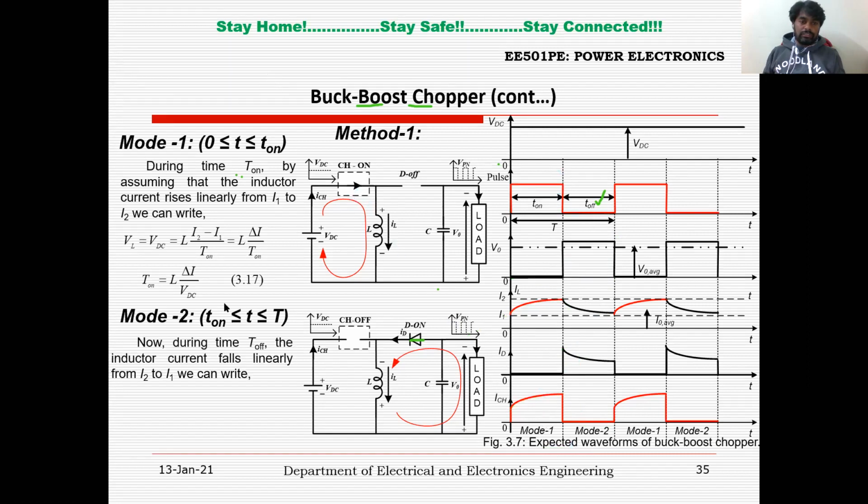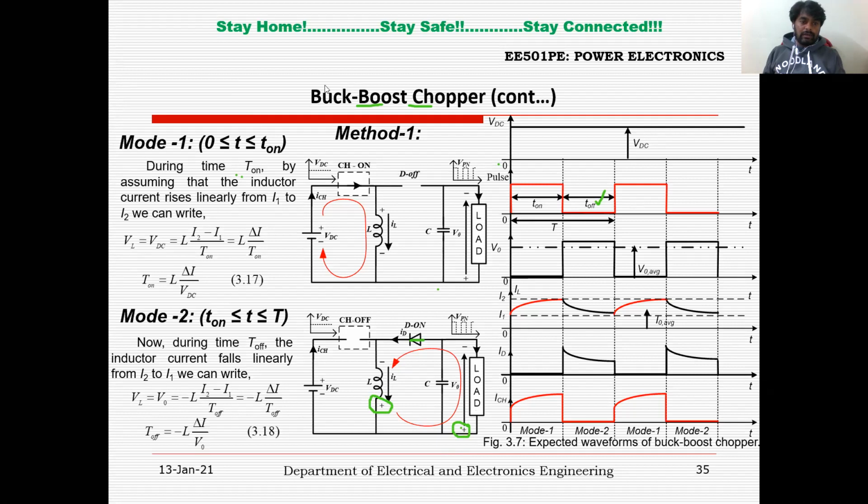Right. So the voltage across the inductor, we all know, is L dI by dt. Now you can see this inductor is in parallel with the load with this polarity, the bottom one is positive. Right. So V naught equals VL equals minus L, change in current, I2 minus I1, divided by T off time period. So from this equation I can write T off equals minus L, change in current, upon V naught.